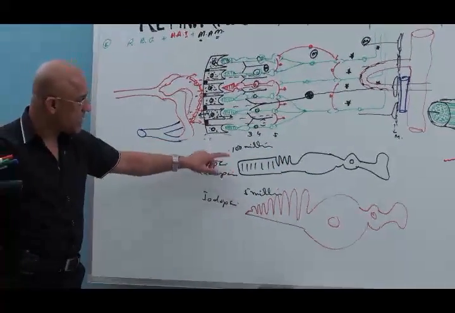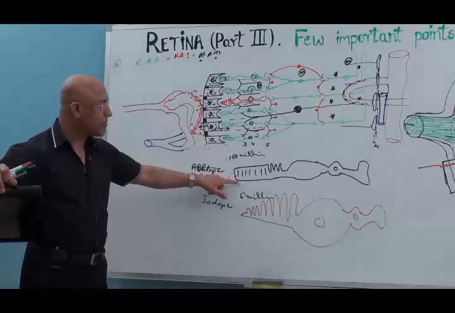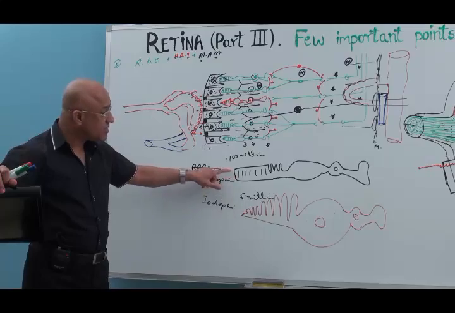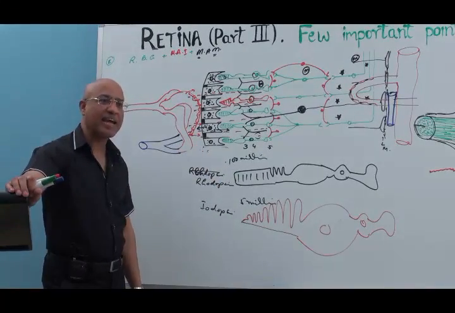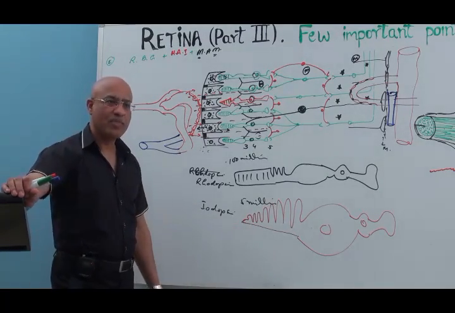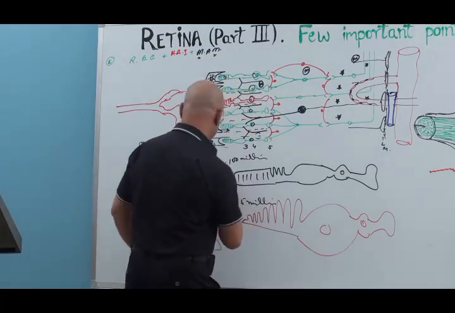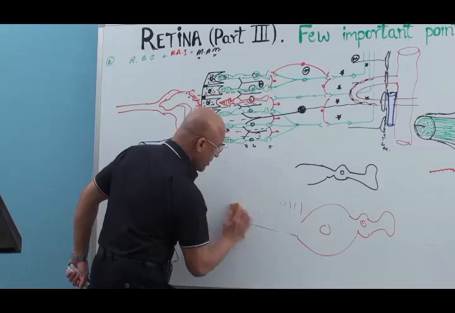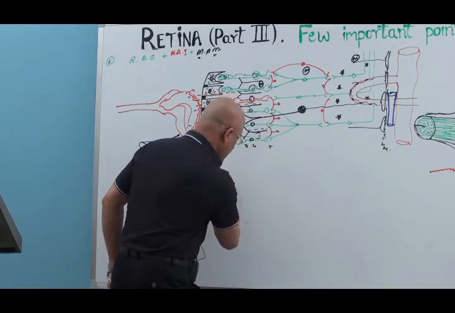Now, go back. 100 million, 5 million, rod shape, cone shape, rhodopsin, iodopsin, all of them are the same. Now another point. This is concerned with black and white vision. Rods are concerned with black and white vision, but cones are concerned with color vision. Let me explain what is really meant by this.